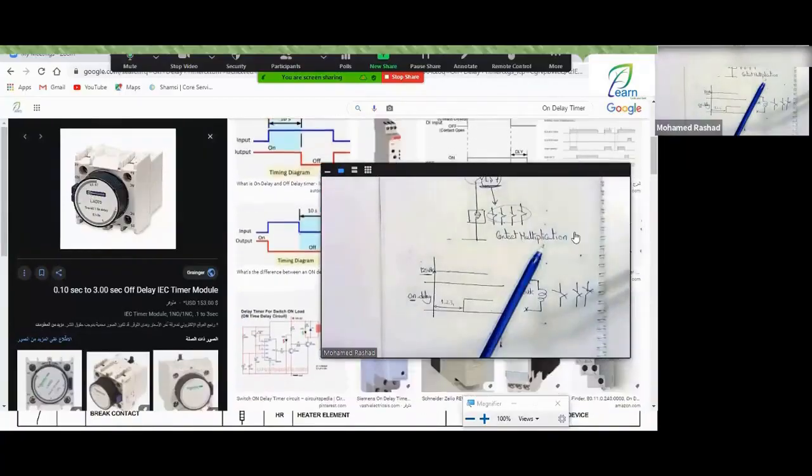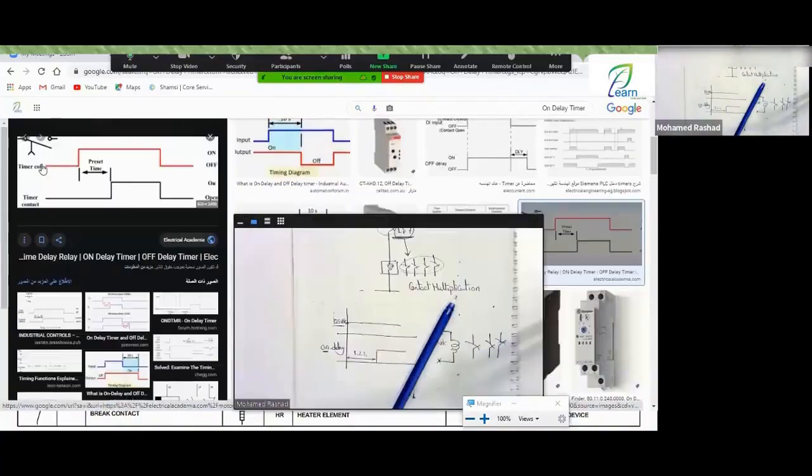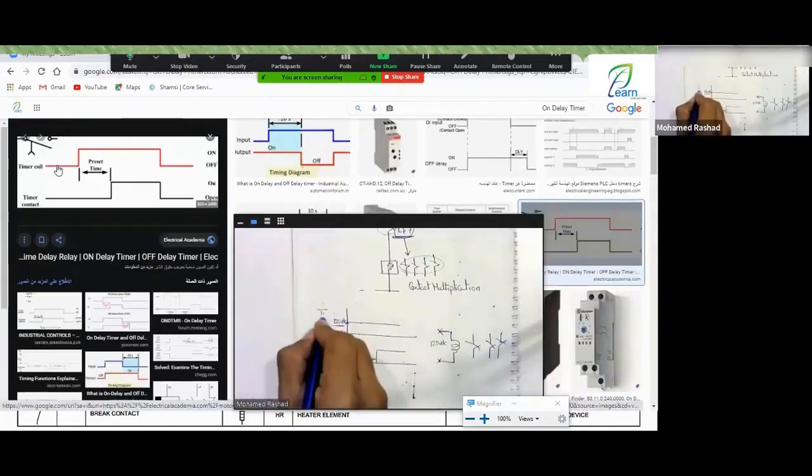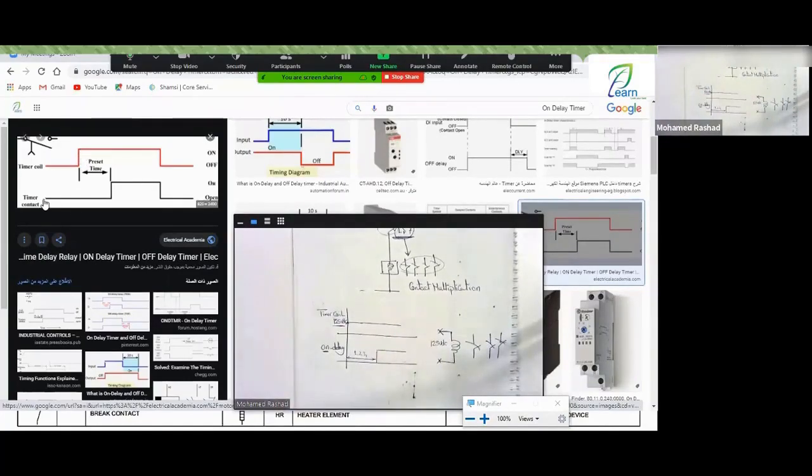And as you can see here from the diagram he drew for you, it's the same as what I drew. This is the timer coil. You apply the supply to it at a certain moment, and here is the timer contact, which is the timer's contacts.